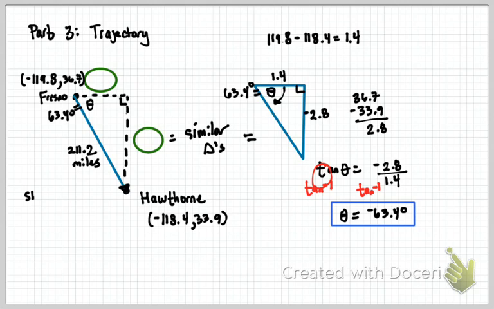So I'm going to use sine of theta, and we'll call this my y coordinate and this my x. So sine of theta, and my theta is equal to 63.4, is equal to my opposite over my hypotenuse, 211.2. You end up solving this and you get y equals 188.8.